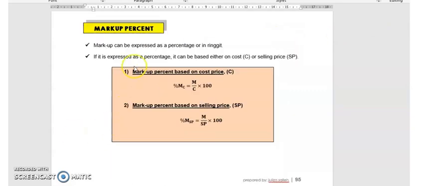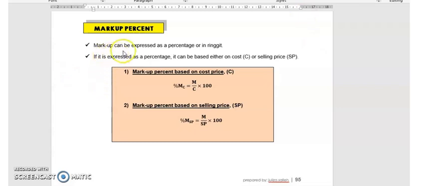Okay, now let's look at markup percent. So just now markup was in terms of ringgit. Now we want to express markup in terms of percentage. For example, just now we bought cake lapis, the cost is 10 ringgit, then you sell it for 15 ringgit. So your markup is 5 ringgit, right? So that is in terms of amount. Now we want to express it in terms of percentage. 5 ringgit is equivalent to how many percent?